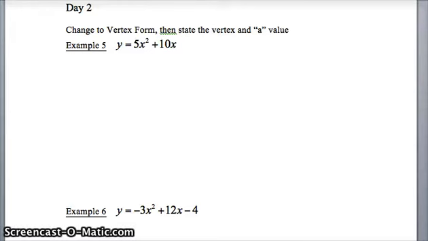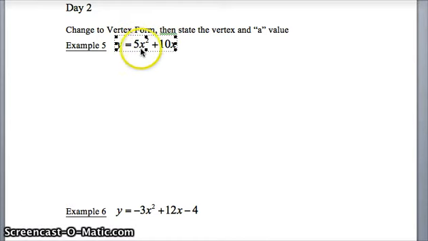Okay, we're now going to continue with completing the square, changing standard form quadratics into vertex form. So what happened again when we have an a value? Remember, we're going to factor that out of the first two terms. So even though there's no last or third term, no constant, no c, we're still going to factor the a term, the entire value of 5, from both of these terms.